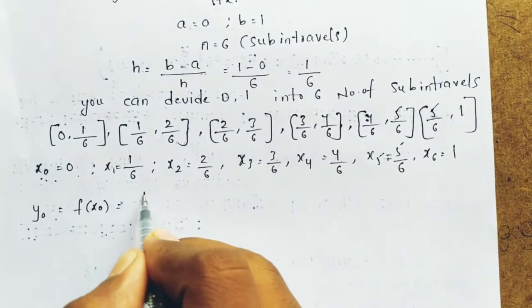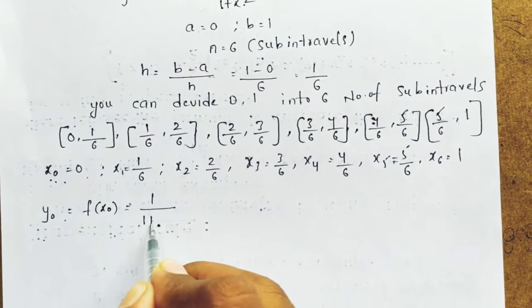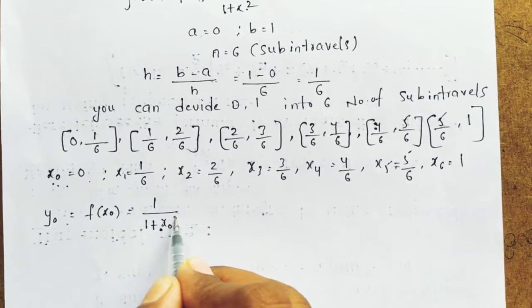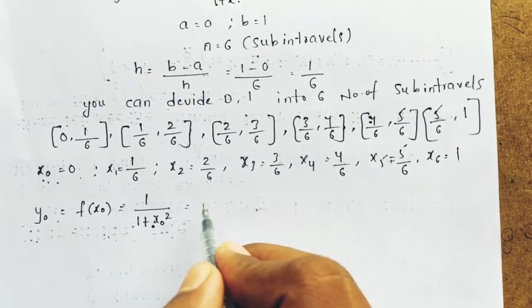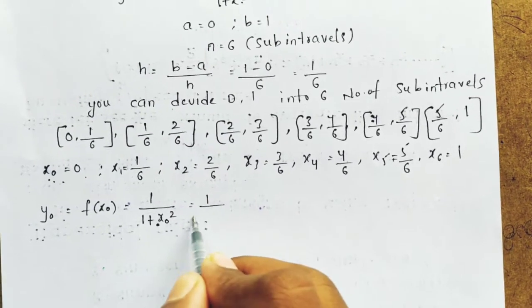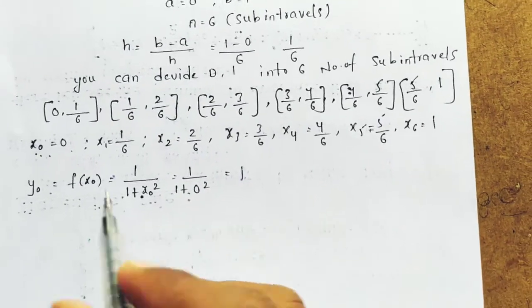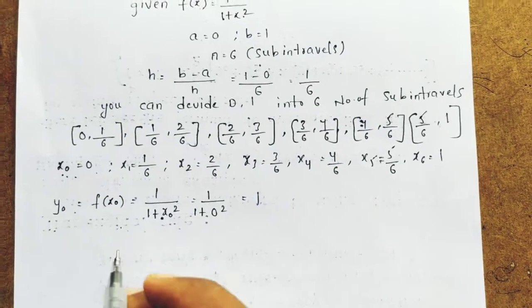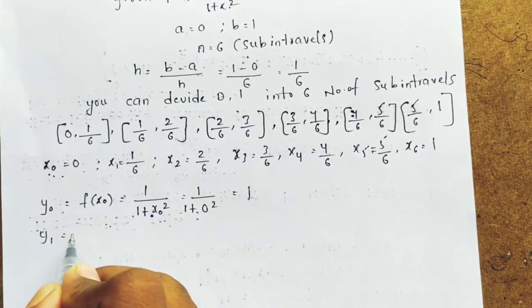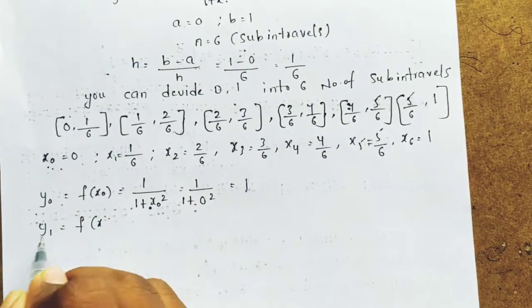Here we already know the given function is 1 by 1 plus x square. In place of x we can substitute the value x0, so it is 1 by 1 plus x0 square. Here the value is 1 by 1 plus 0 square. The value is 1.